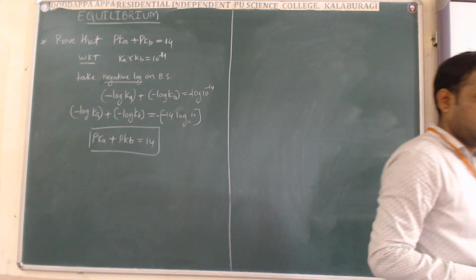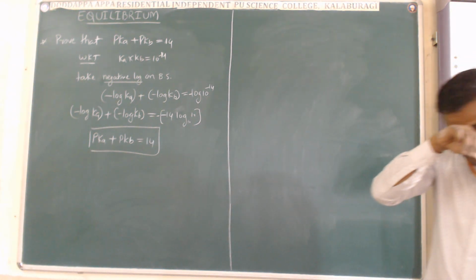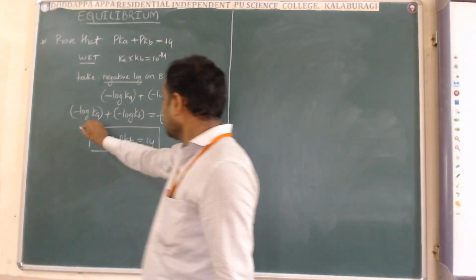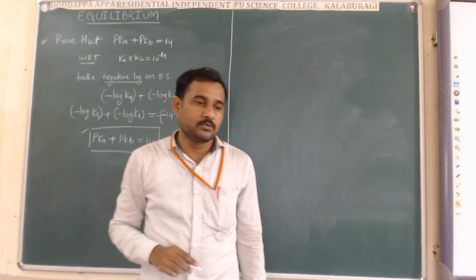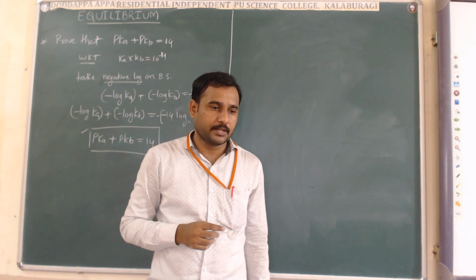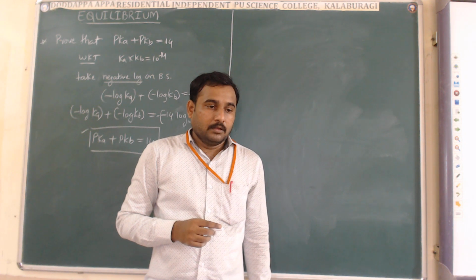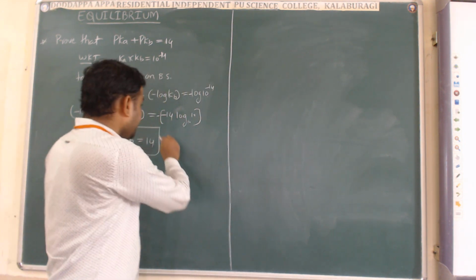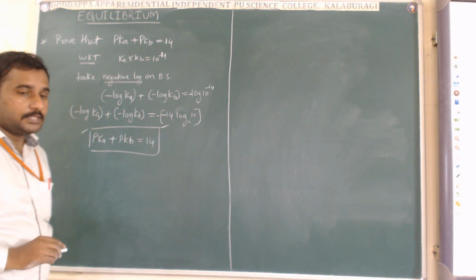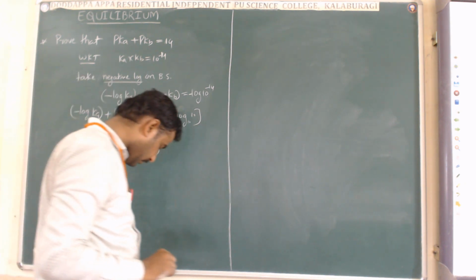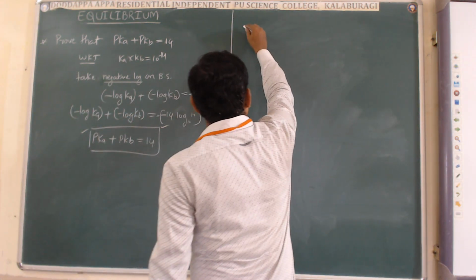So these are some important formulas: pKa plus pKb is equal to 14, and pH plus pOH is equal to 14. These are very important formulas that we use in problems. Next, we move towards the problems here.